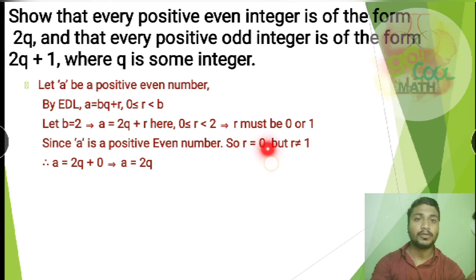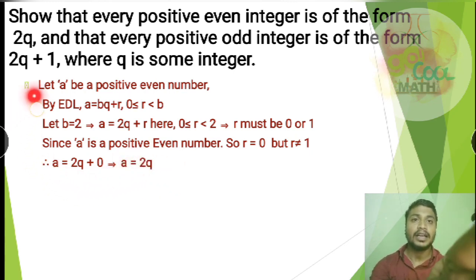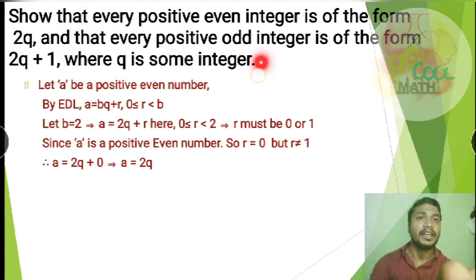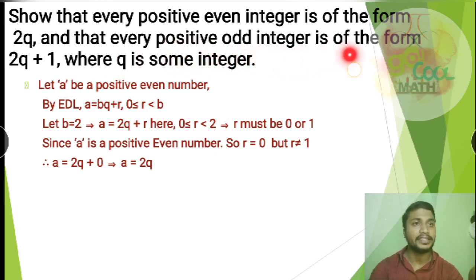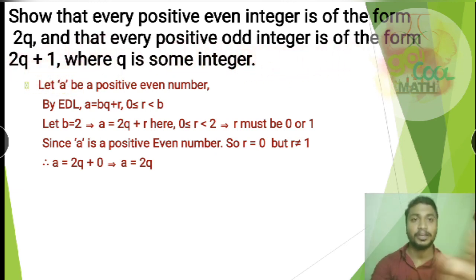Therefore, if r is equal to 0, substitute here a is equal to 2q plus 0. R is equal to 0. Therefore, 2q plus 0, a is equal to 2q, where a is nothing but positive even integer. Therefore, we can conclude that every positive even integer is of the form 2q. I hope you all understood the half of the statement. So we'll prove the next half of the statement, that is every positive odd integer is of the form 2q plus 1. Let's solve it in the same way, children.